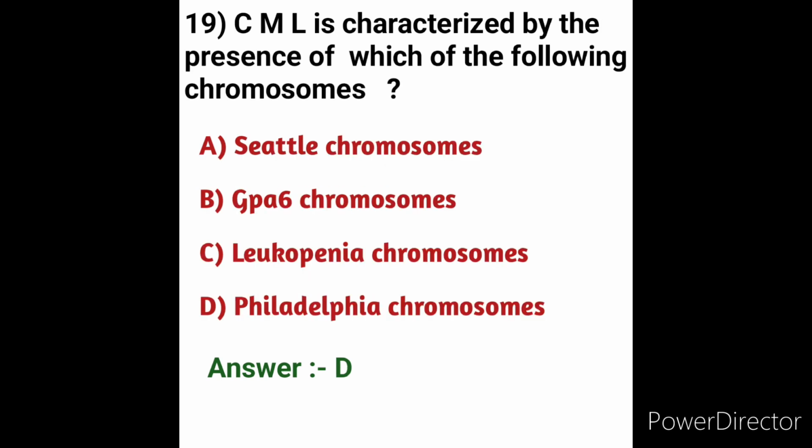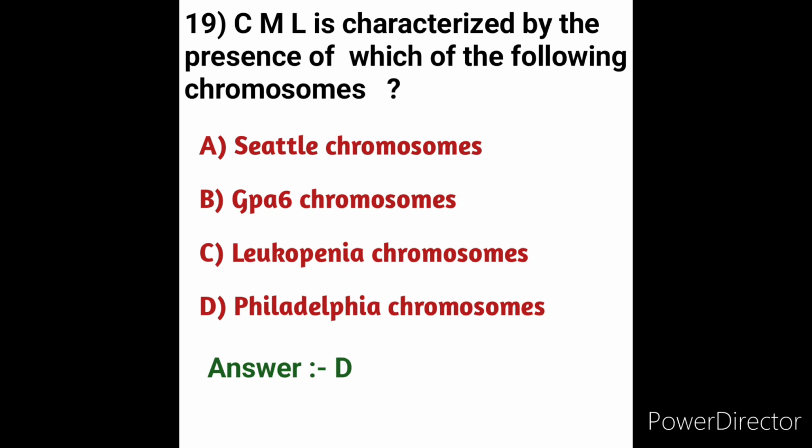CML is characterized by the presence of which of the following chromosomes? What is CML? CML means chronic myeloid leukemia. So we will see the options here. Option A, settled chromosomes. Option B, GPA6 chromosomes. Option C, leukopenia chromosomes. Option D, Philadelphia chromosomes. Here option D, Philadelphia chromosomes, is the correct answer.